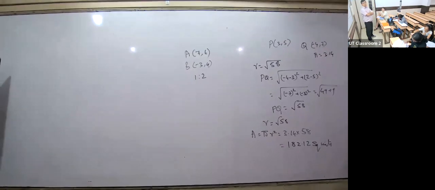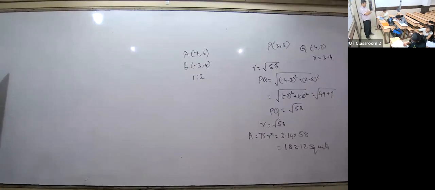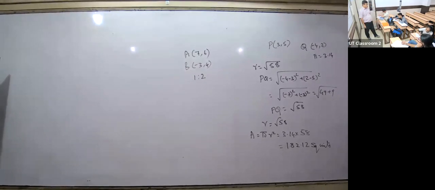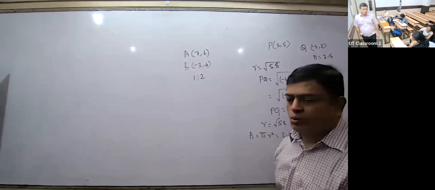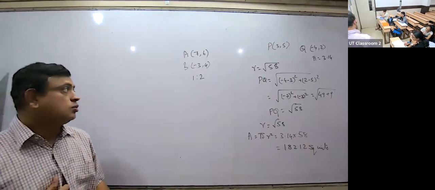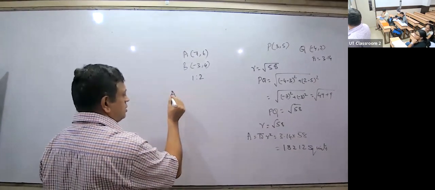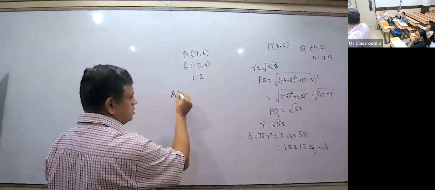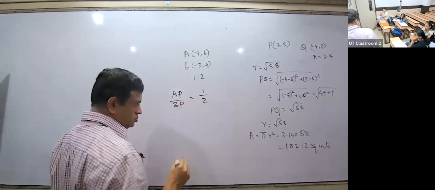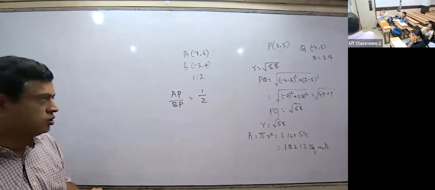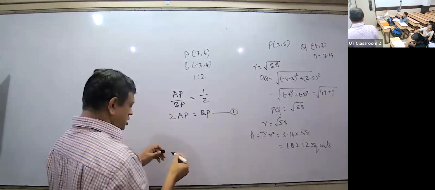Point on the x-axis. If the point is on the x-axis, it is already (x, 0). So let capital P (x, 0) be the point on the x-axis. Then what ratio is 1:2? AP upon BP is equal to 1/2. So we can cross multiply: 2AP is equal to BP. Find out AP, find out BP, substitute and solve it.